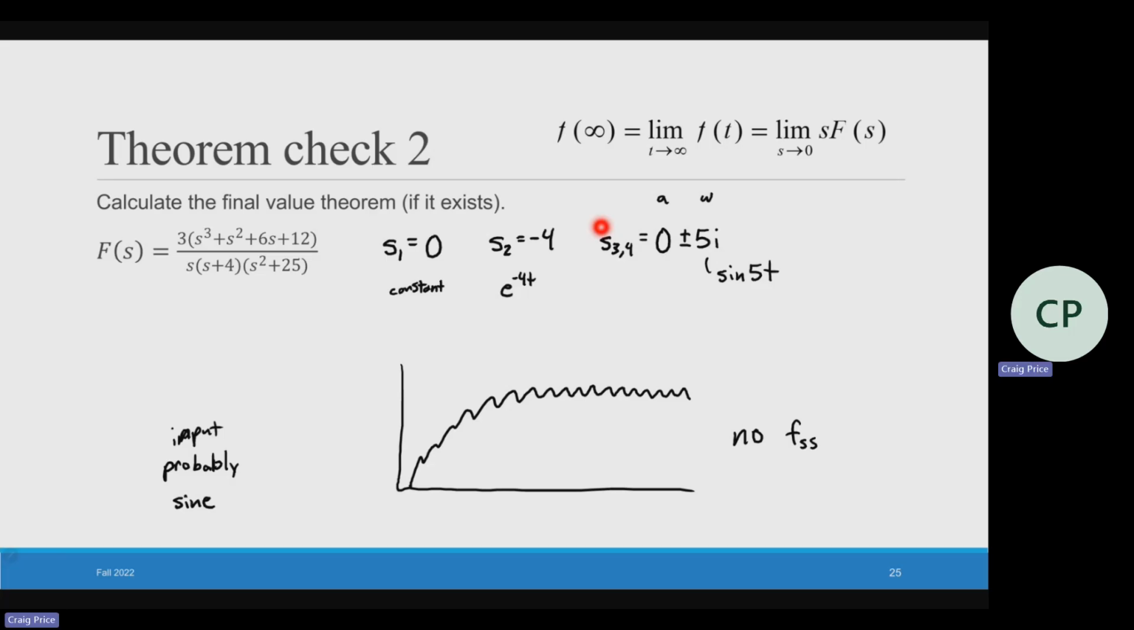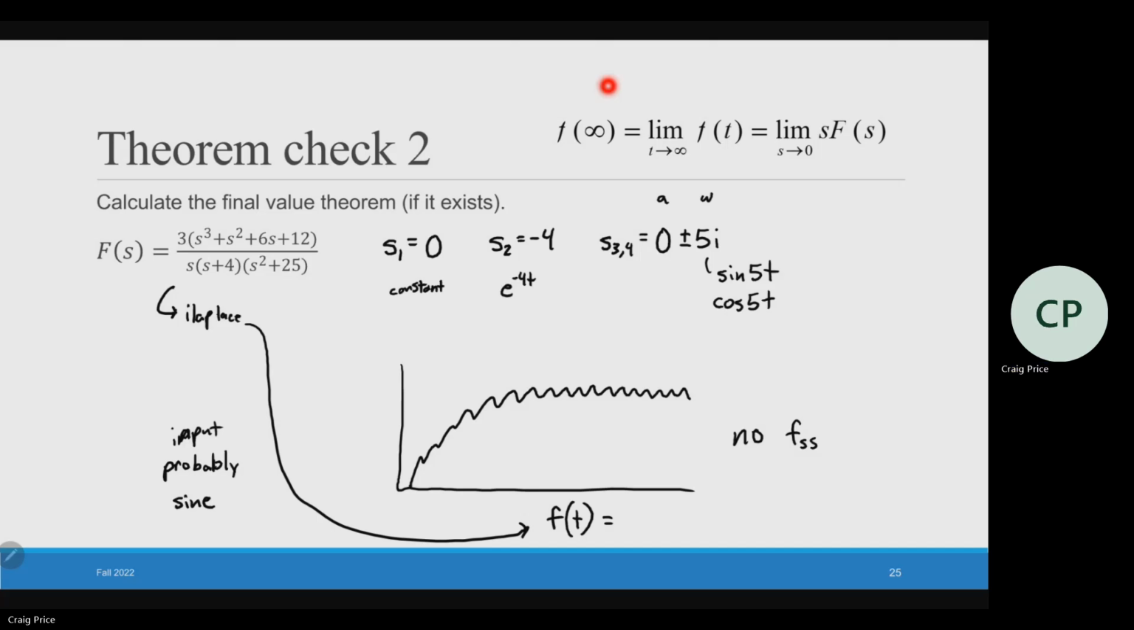Oh, I see. Yeah, it would actually be like a sine and cosine 5t. So it's not necessarily repeated, but it's a combination. So like my function here, if I were to take this and do an inverse Laplace, what I would get is some kind of constant. That's for the first root. Then I would have some kind of constant times e to the negative 4t. And then I would have like a sine 5t and a cosine 5t.